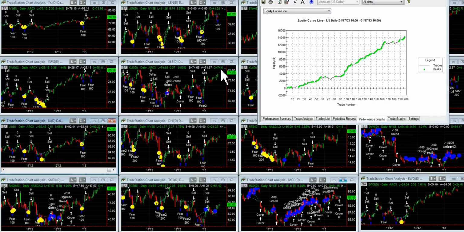Okay, this is what I want to show at the end, and this workspace is not included because it's only possible to include one workspace at TradeStation. But if you are interested, I can send you the workspace if you give me an email.